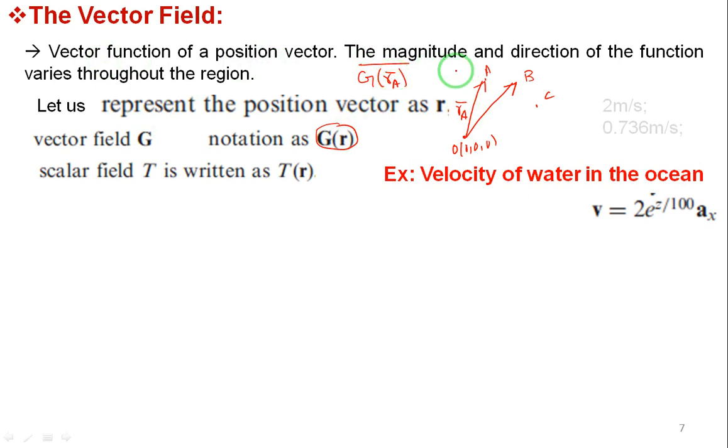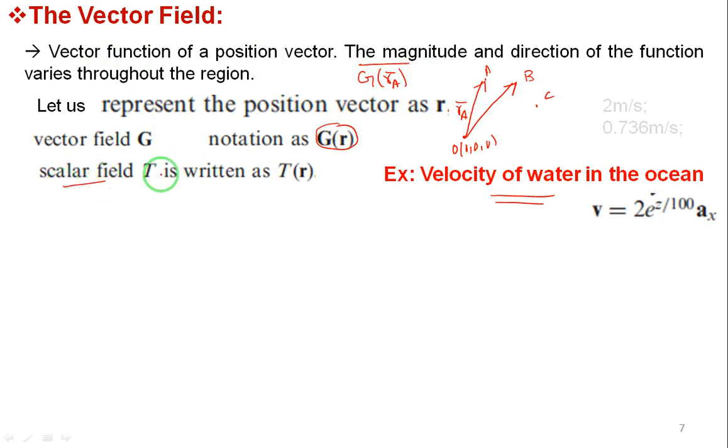And in this vector field, both the magnitude and direction of the function will vary throughout the region. If I consider the region, meaning the space, and move from one point to another point in the free space, both the magnitude and direction change. For this I will give one example, that is the velocity of water in the ocean, which I will tell you later. Before proceeding with the example of vector field, you should understand this.